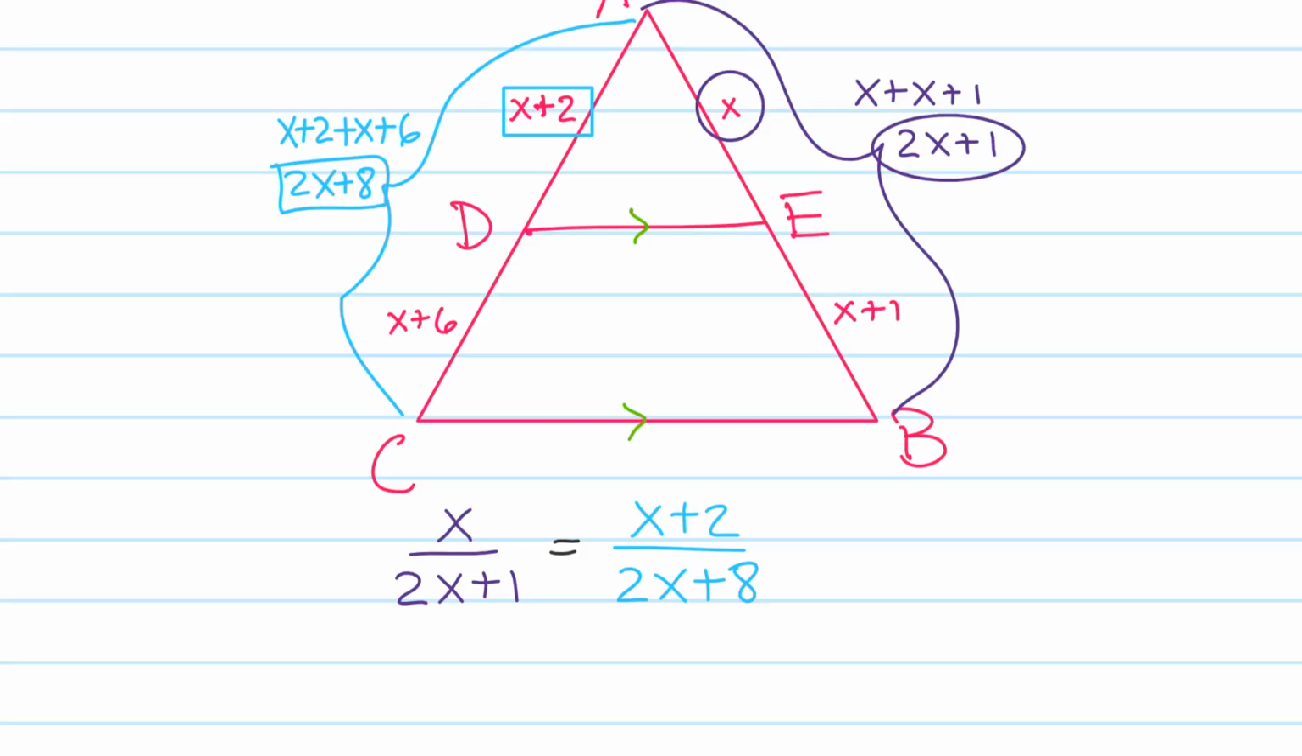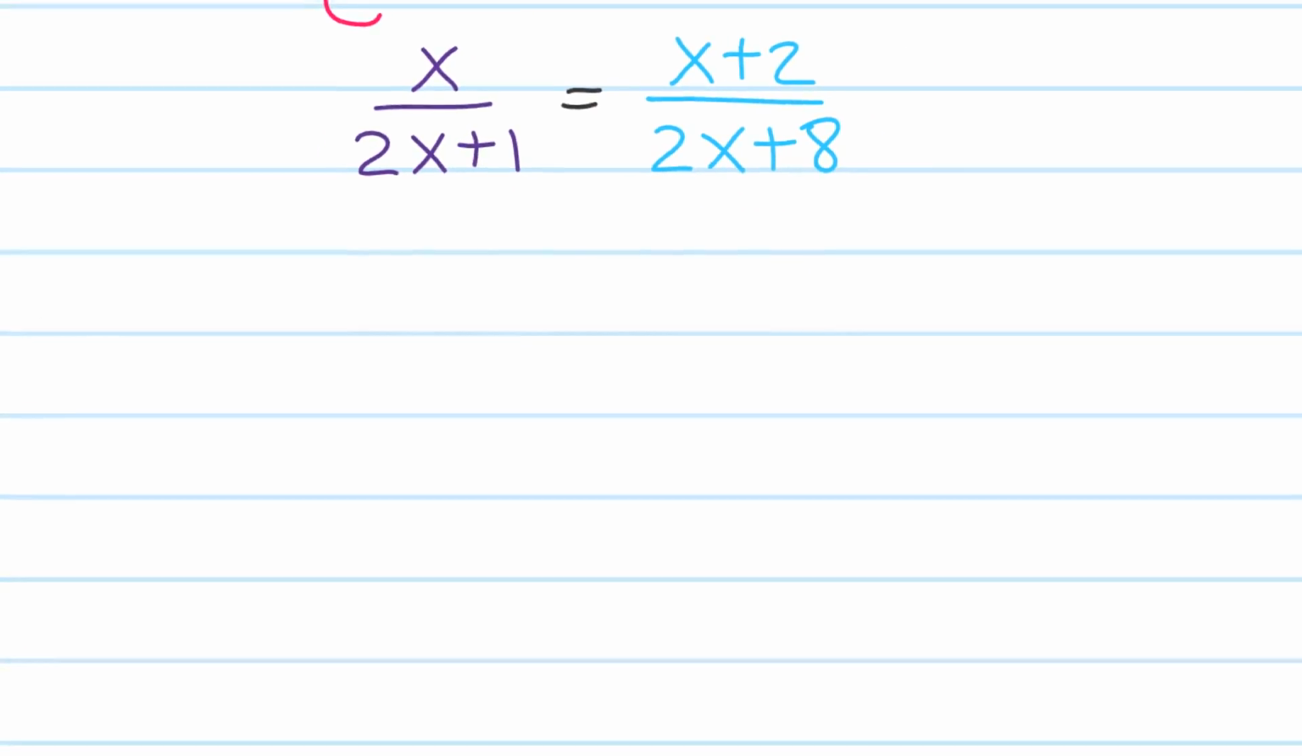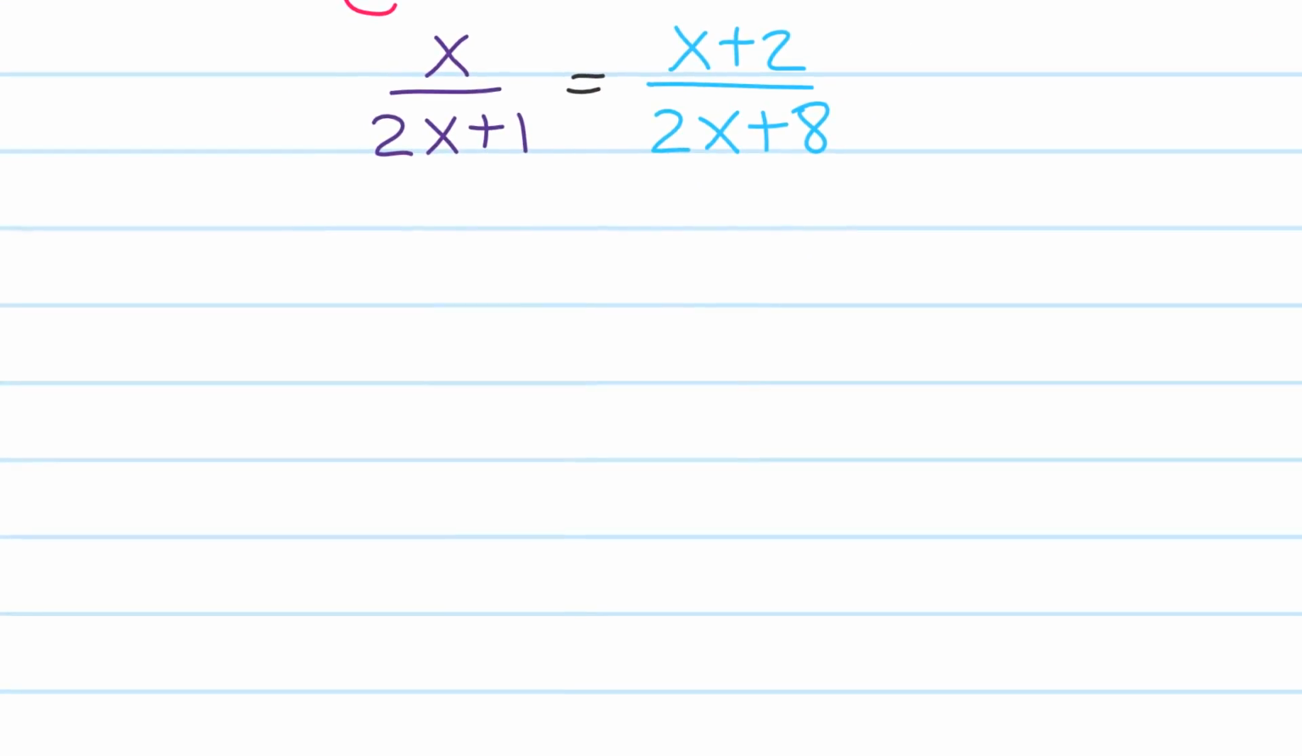Does everyone recognize or understand how we set up this proportion? You just added the right side length, and then you took the smaller triangle and put that over the big line. Perfect. So now all that's left is just solving for x. So how do we solve a proportion? You cross multiply.